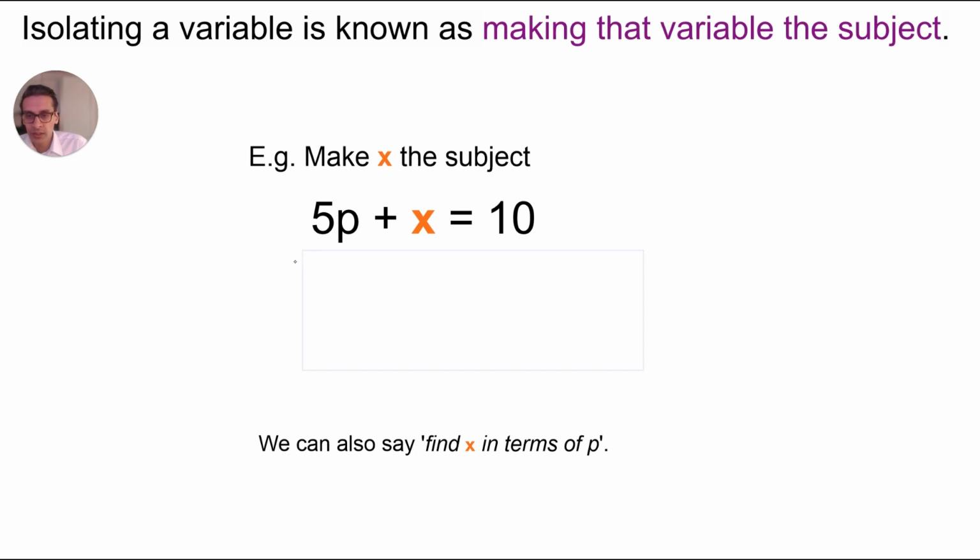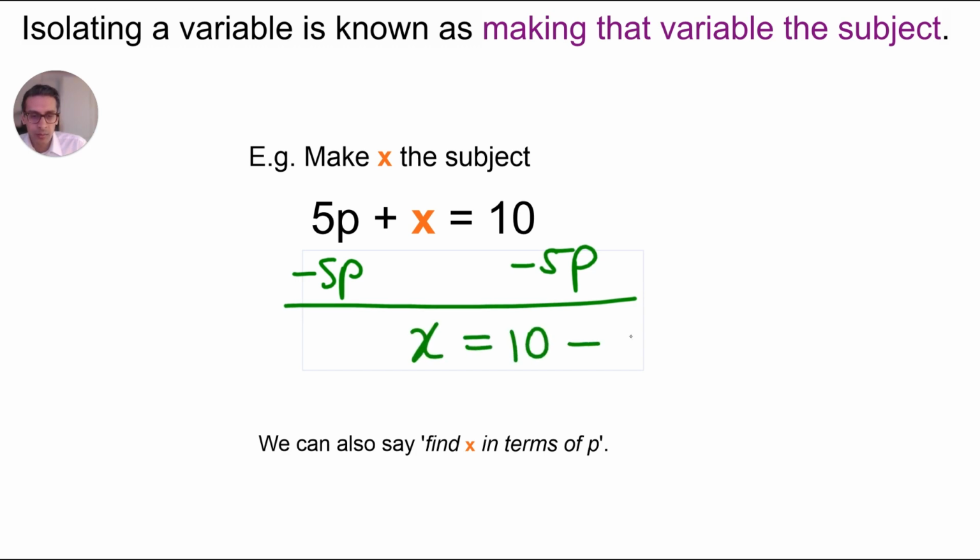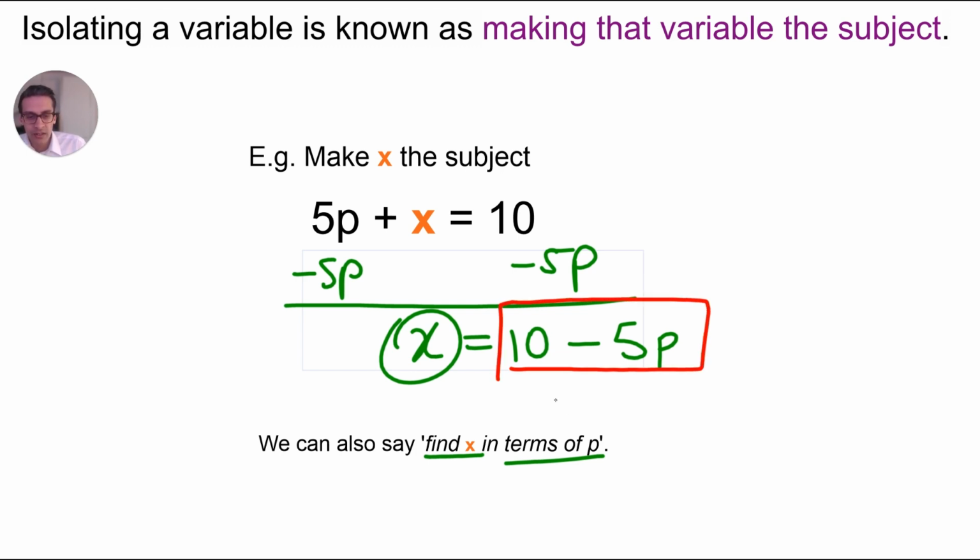Well, in order to do that, we're going to take away 5p from both sides. So let's do that. Take away 5p, take away 5p. That gives us x is equal to 10 minus 5p. So x has been isolated, or x is the subject. Another way to put this is find x in terms of p, and you can see why, because we've got x written in terms of another letter. So both of these boxes are equivalent to each other. Make a note of this in your books if you need to.